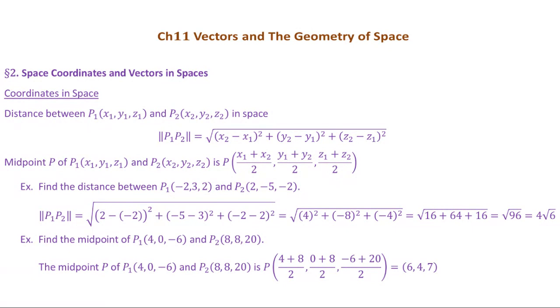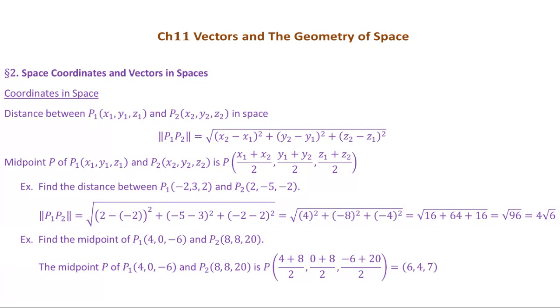And then you can simplify this a little bit by factoring 96 into 16 times 6. And then you take the root of 16, you get 4. So the final answer will be 4 times square root of 6. That's the distance between the 2 points.